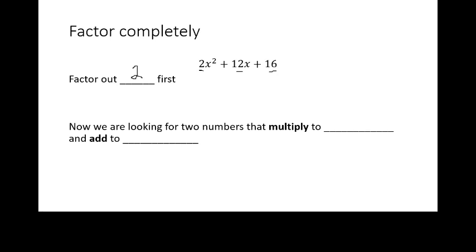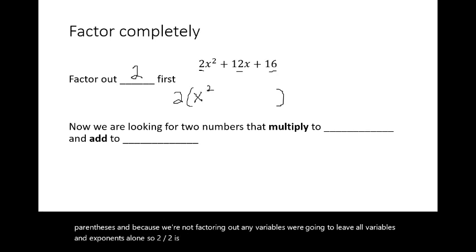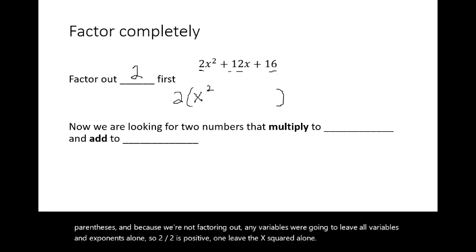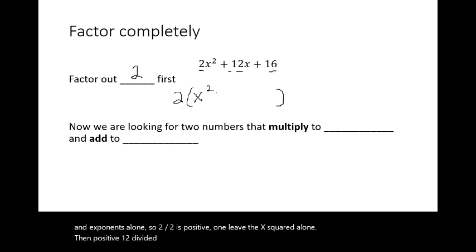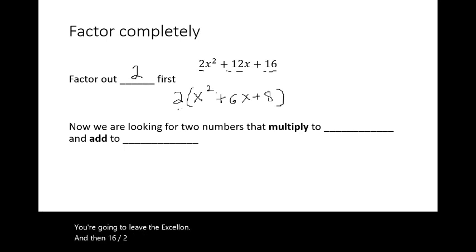All right, so for this one, we're going to first factor out a 2, put the leftovers in parentheses, and because we are not factoring out any variables, we're going to leave all variables and exponents alone. So 2 divided by 2 is 1, leave the x squared alone. Then 12 divided by 2 is 6, and you're going to leave the x alone. And then 16 divided by 2 is 8.